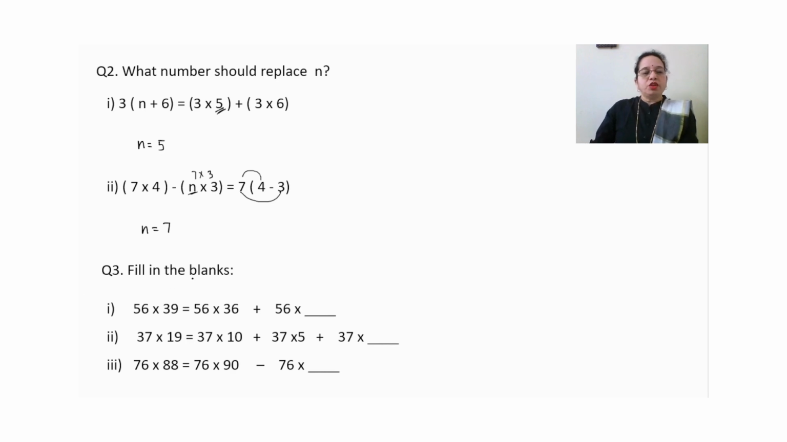Now question number 3, fill in the blanks. 56 into 39 is equal to 56 into 36 plus 56 into blank. Here you can see that 56 is common, so you will take this 56 common. What should be left inside the bracket? 36 plus some number, and you require 39. So 36 plus 3 will give you 39. What does it mean? The number should be 3.